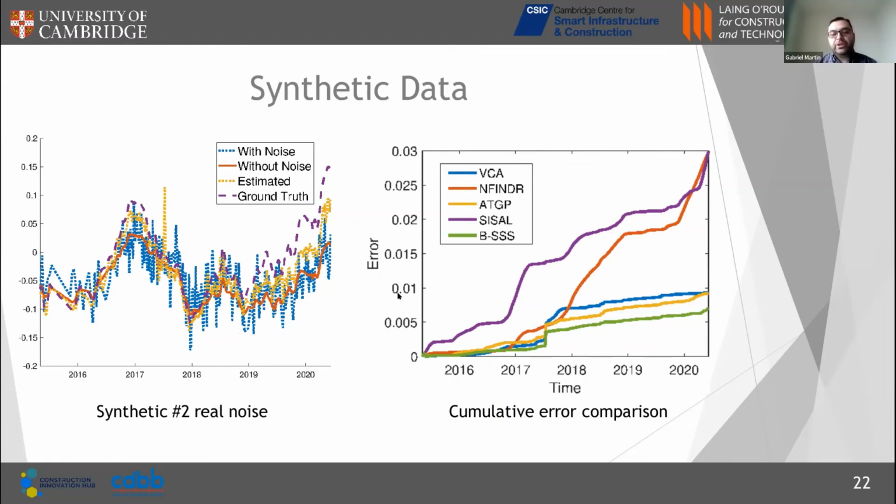And here we can observe that this is cumulative error over a long time. So the lower the better. And we can observe that our method, in our case, is better than all these other algorithms.